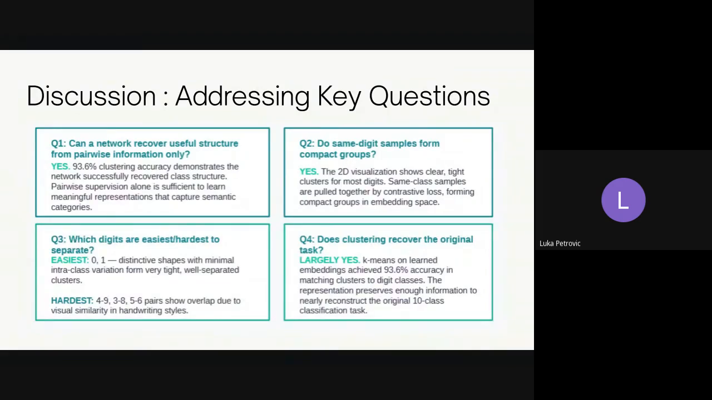And finally, the last question: does the clustering recover the original task? Yes, it achieves 93.6% accuracy, and the representation preserves enough information to nearly reconstruct the original 10-class classification task. So yeah, that's it for my part.